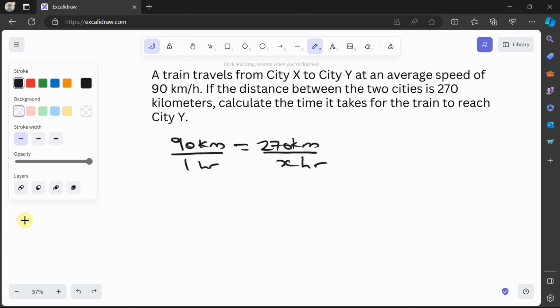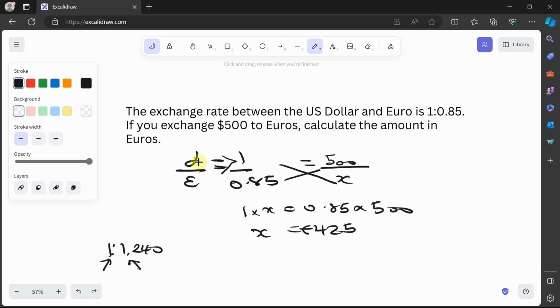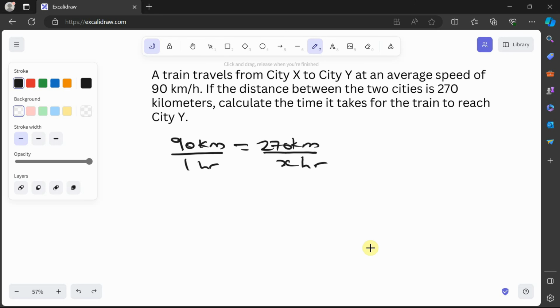I think what I should have done in the previous question, instead of saying d over e, I should have just said maybe $1 to euro 0.85 is equal to $500 all over euro x, something like that, instead of saying d over e, but that's just representation. Back to this. The next thing that we're going to do is to do what? Great, to cross multiply.